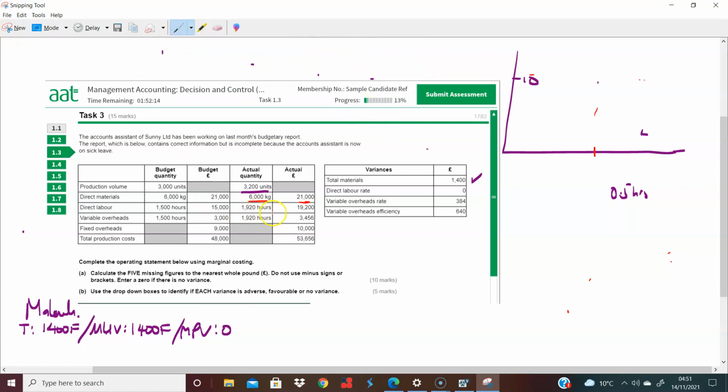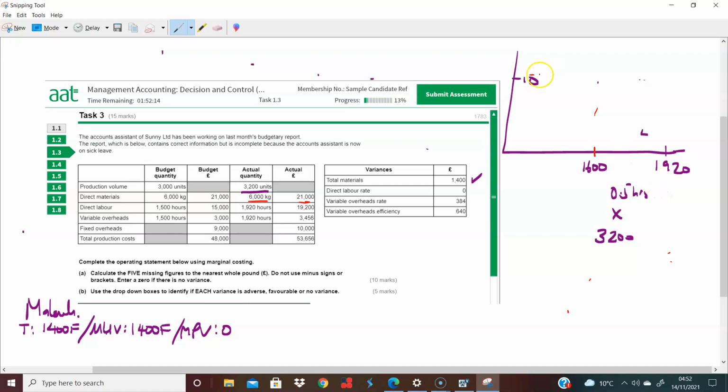We have a scenario where you are making 3,200 units. If you are making 3,200 units, I expect you to use 0.5 times 3,200. And that comes to 1,600 hours. I expect you to use 1,600 hours. And you have used 1,920 hours. That's what you've done.